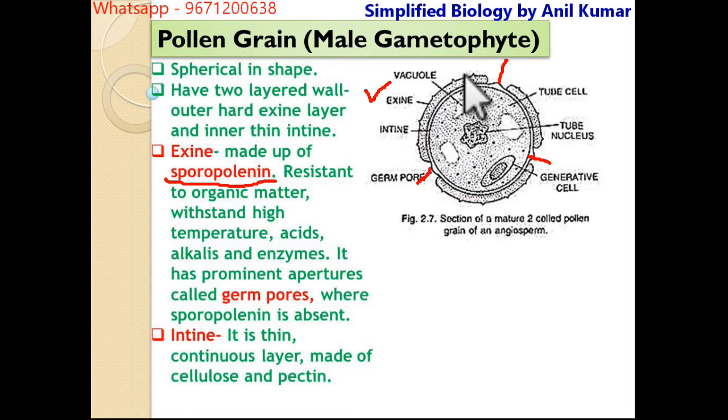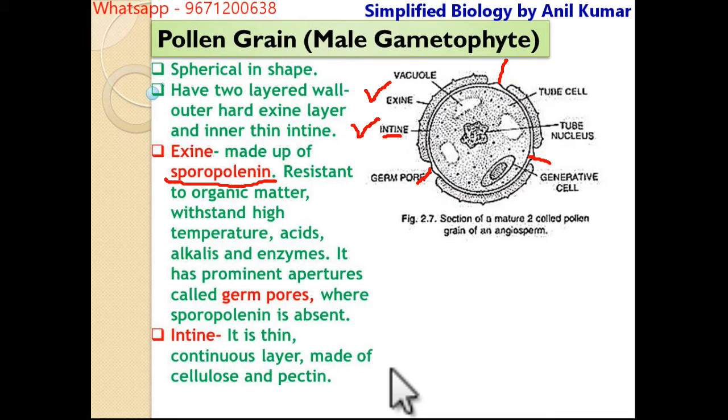After the exine layer, the second layer is named the intine. The intine is a very thin layer continuously made up of cellulose and pectin. Sometimes the examiner will ask you to write the difference between exine and intine in the pollen grain. The major difference is their chemical composition.